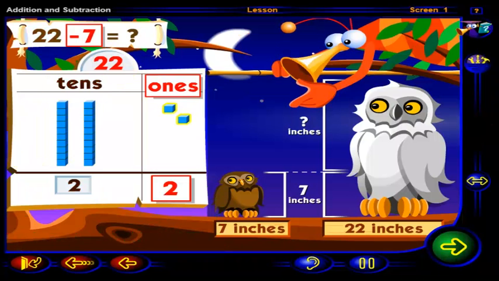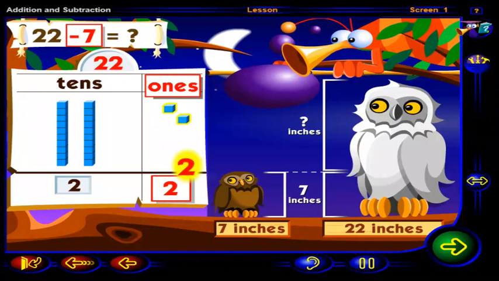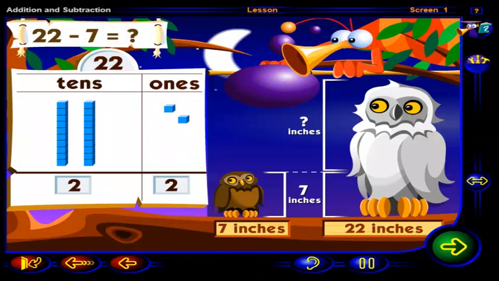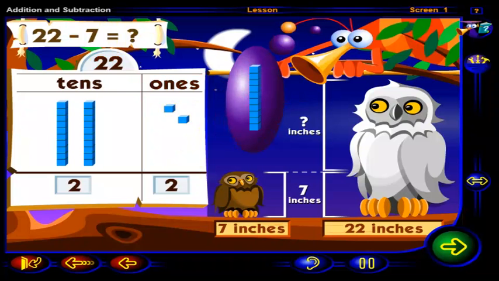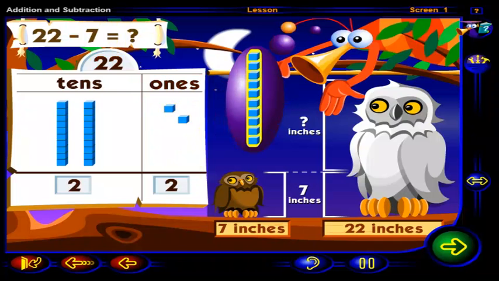There are only 2 1s in the 1s place. And 2 is less than 7. So there are not enough 1s here for us to take away 7 1s. Yes, that's right. 1 10 is 10 1s.